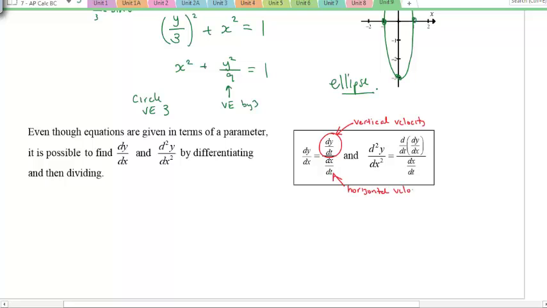And so dy dx is really just the slope of the tangent, the ratio of these two velocities, right? So the slope of tangent is just the ratio of the two velocities. So therefore dy dx is just equal to dy dt divided by dx dt. Okay. Now, how do we get d squared y dx squared?